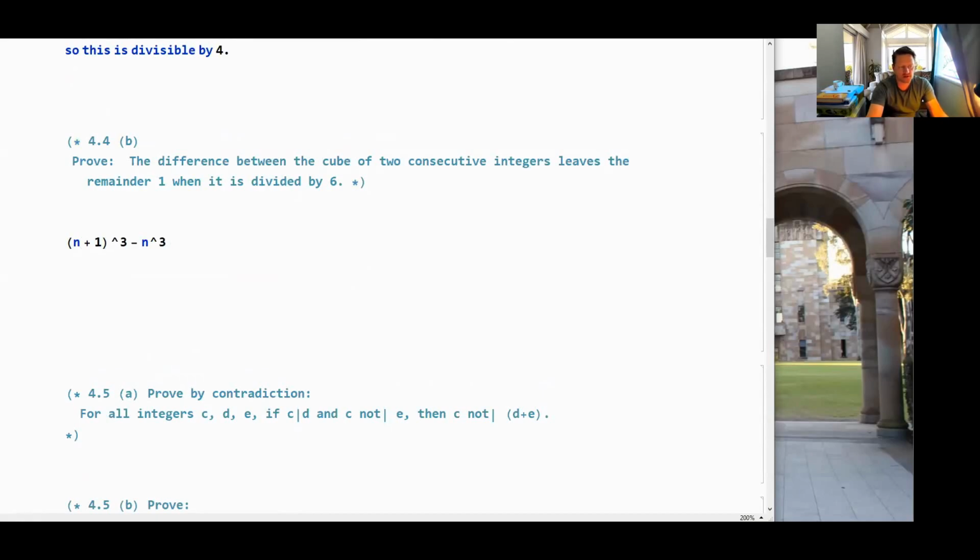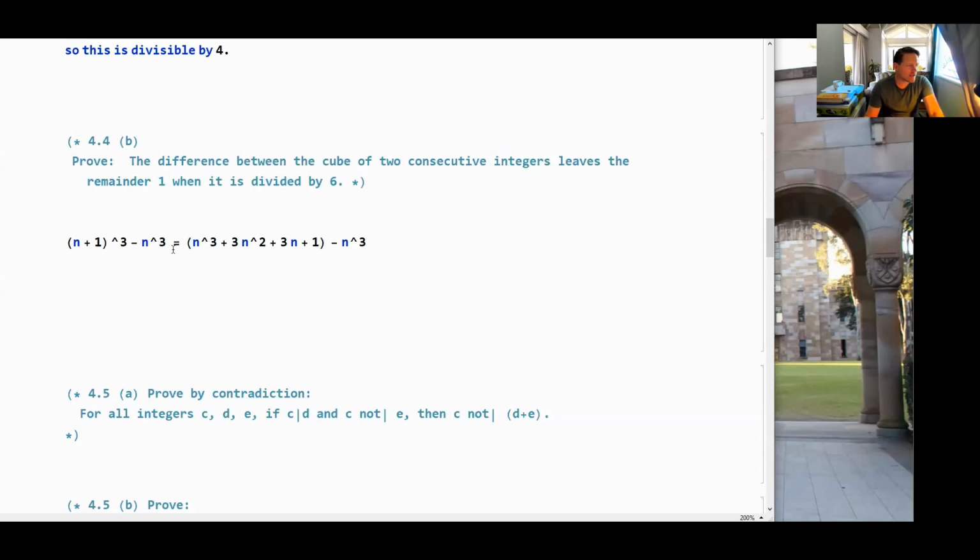And then we want to show that this has a remainder 1 when we divide by 6. Okay, so the natural thing to do would be to expand and simplify this. When we expand n plus 1 all cubed, this comes from Pascal's triangle. So we have n cubed plus 3n squared plus 3n plus 1. And then I want to subtract the n cubed that is there. I'll put a bracket around this to make it clear that this was the first term.